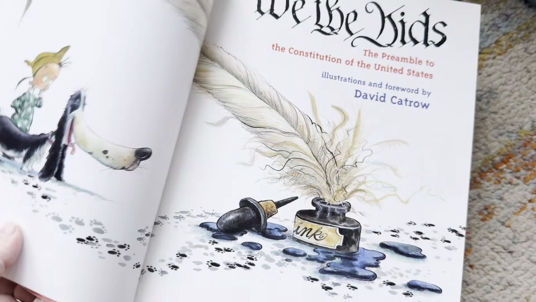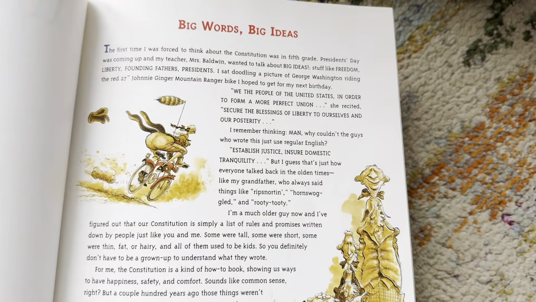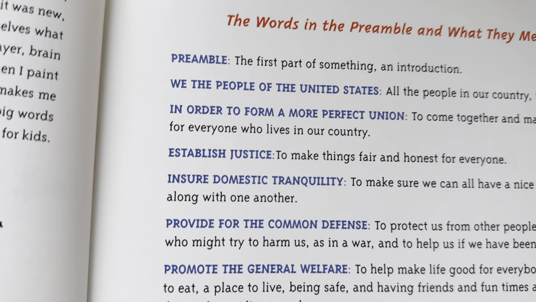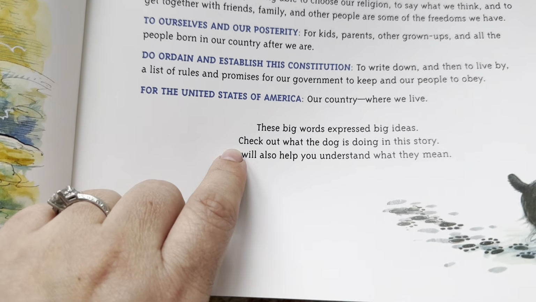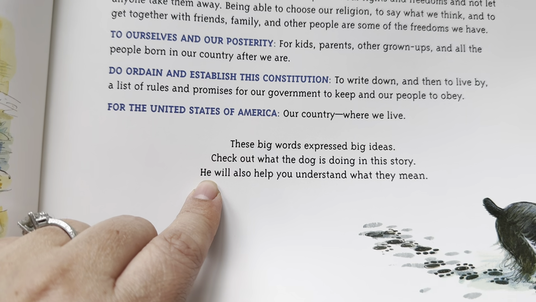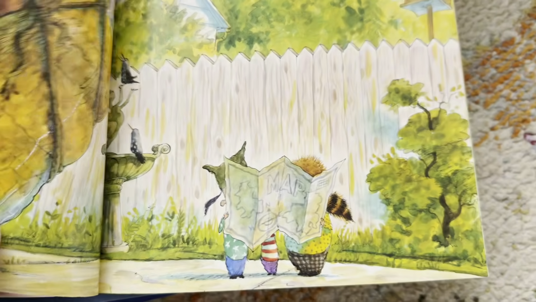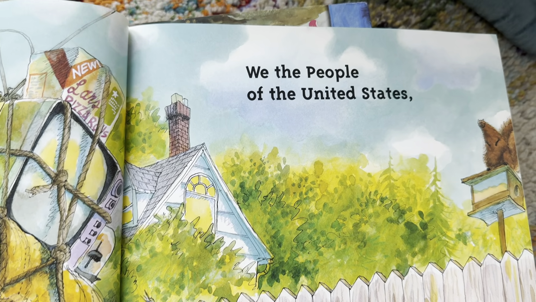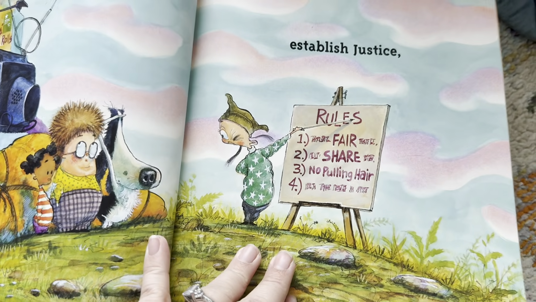But We the Kids is going over the preamble to the Constitution. So, big words, big ideas. What does it all mean, basically? It's doing definitions and phrases and interpreting it. These big words express big ideas. Check out what this dog is doing in the story, because he will also help you understand what they mean. It's going to take you step by step through the first part of the Constitution, the preamble. So, we the people of the United States, in order to form a more perfect union. And then it goes through all the stuff in here.